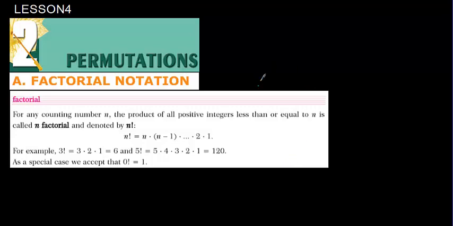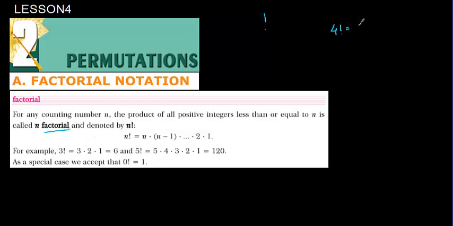In this video, we are going to study the factorial notation. When you write the exclamation sign on the right side of a number, like 4 factorial, we read it as a factorial. It is called factorial notation.